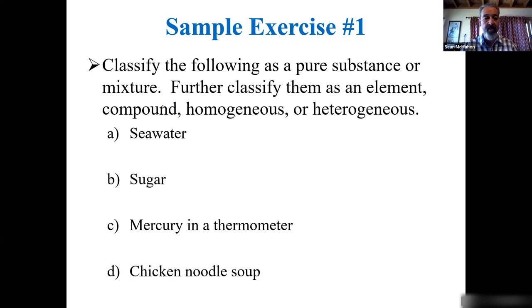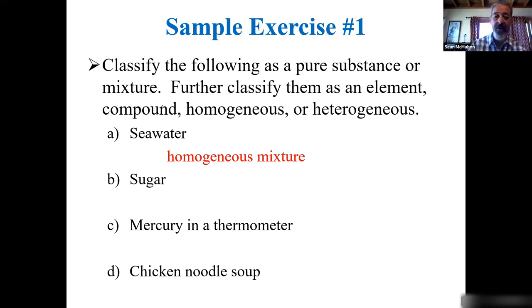So seawater, again, we're going to assume it's a homogeneous mixture because it's uniform, because the sodium chloride ionizes and dissociates and spreads evenly throughout.